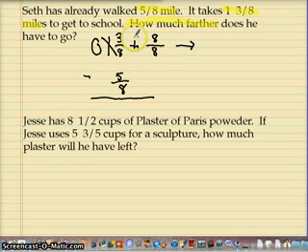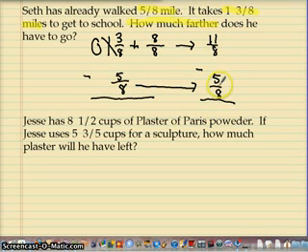We know that 8 plus 3 is 11. And I can just carry over my bottom fraction. Now, I know that I can take away 11 minus 5. And I know I end up with 6. So Seth has 6/8 of a mile, but it can be simplified. 6 divided by 2 is 3, and 8 divided by 2 is 4. So he has 3/4 of a mile.